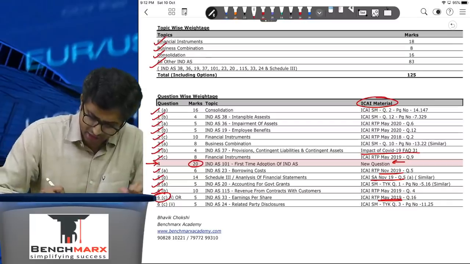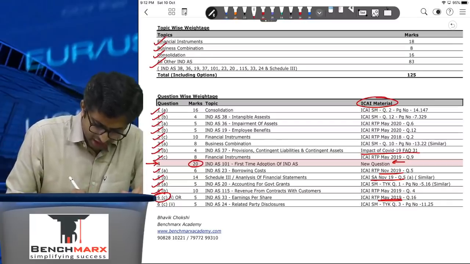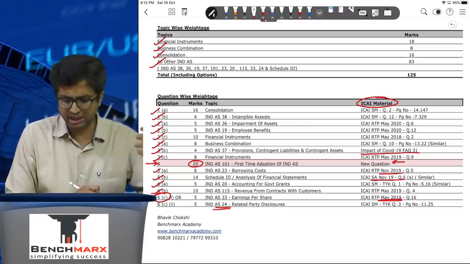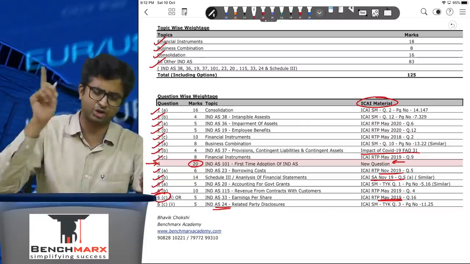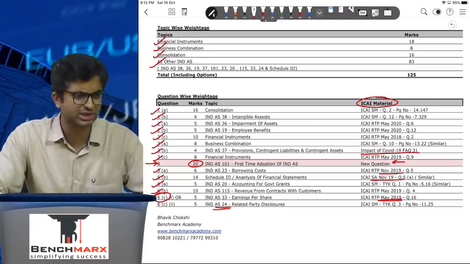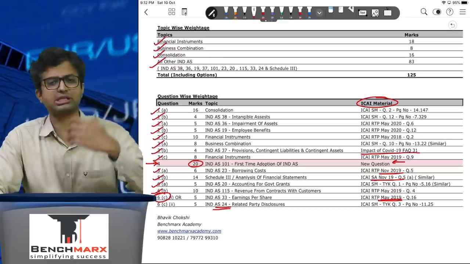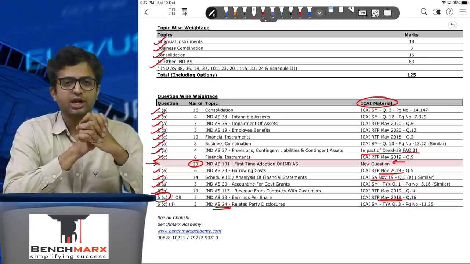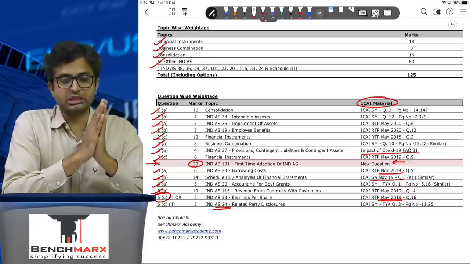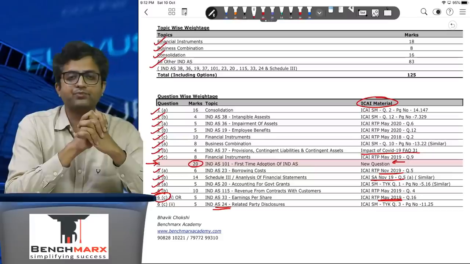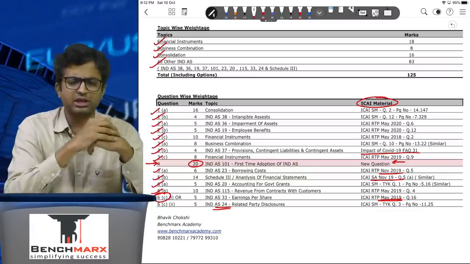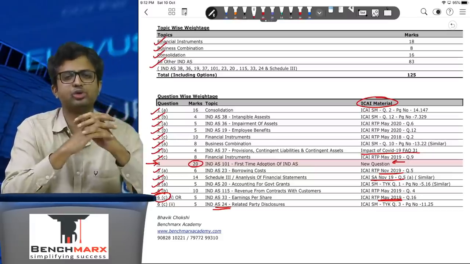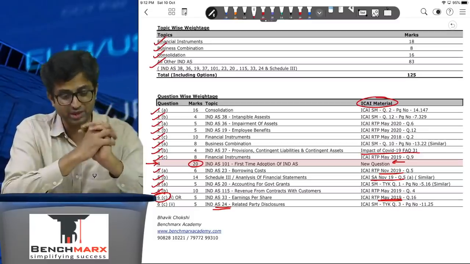But the second part, you have a related party question also being asked, which is there in your ICAI SM, and has also come in your past RTP. So this is broadly your weightage. This is your MTP analysis. So if you have done the past papers, the institute study materials and RTPs, this should go fairly smoothly for you.